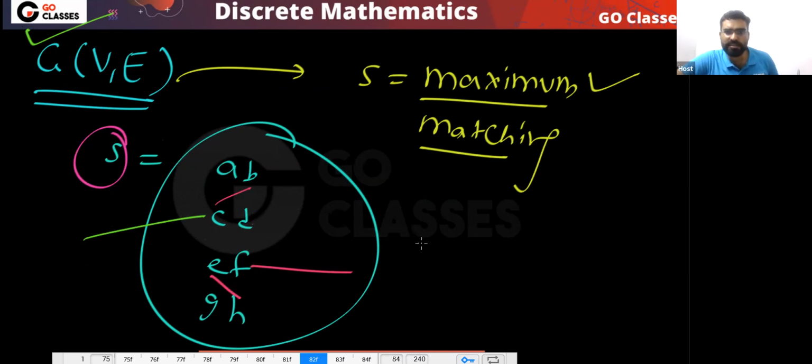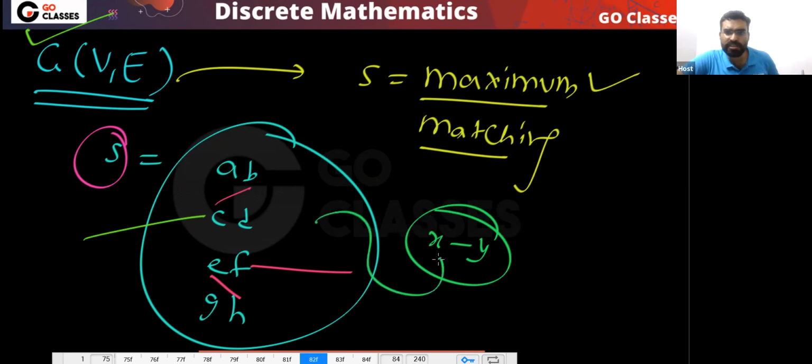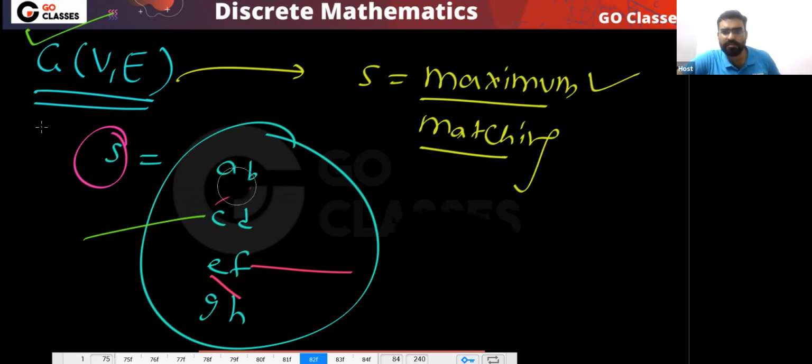In G, this type of edge is not possible, like XY. This type of edge is not possible, because if you have this type of edge, then there is a contradiction. The contradiction is that if you have this type of edge, then I can include this in S and get a bigger matching. So there is a contradiction that S is a maximum matching. If you have this type of edge, it means S is not a maximum matching.